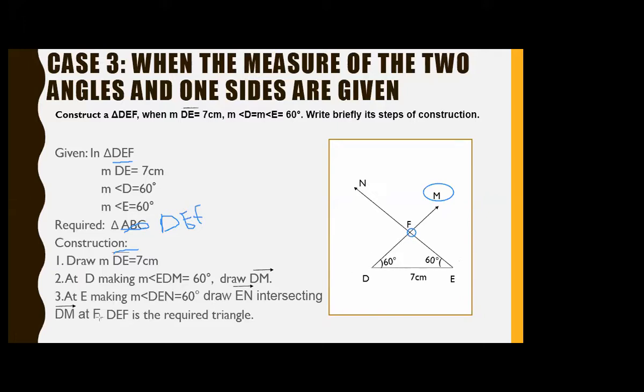So here DEF, you can see that DEF is our required triangle. Okay, here DEF is our required triangle. Clear? Okay, what I have written in the third step: at E, making an angle DEN is equal to 60 degrees.